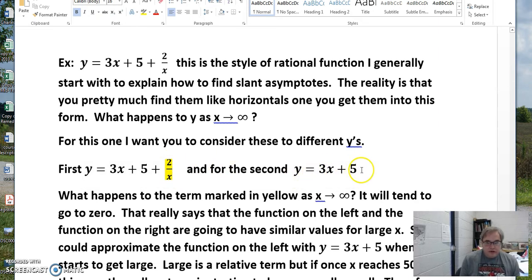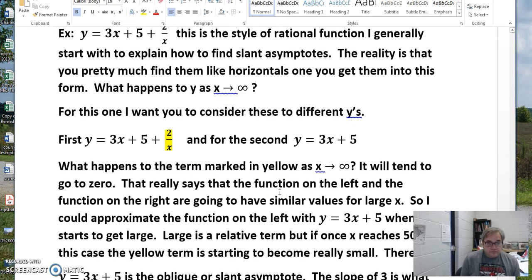So this one's definitely an equation of a line. This one is a rational function, so it will have a vertical asymptote at 0, has some stuff going on. But what happens to this yellow term as x goes to infinity? As x goes to infinity, this yellow term is going to get extremely small, and it's going to basically go to 0. So when I'm looking at this function and that function, they only differ by this yellow term. So when the yellow term is basically going to 0, these two functions are going to be hard to tell apart. They're going to be approximations for each other.